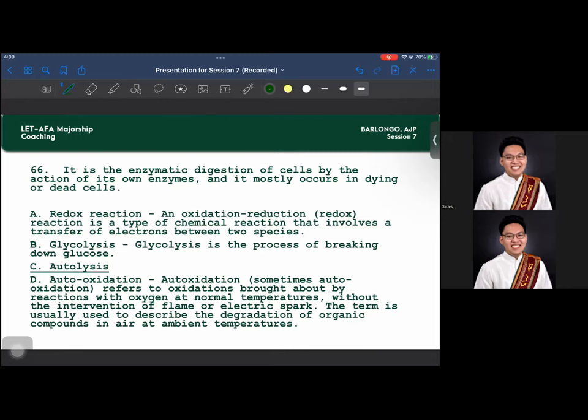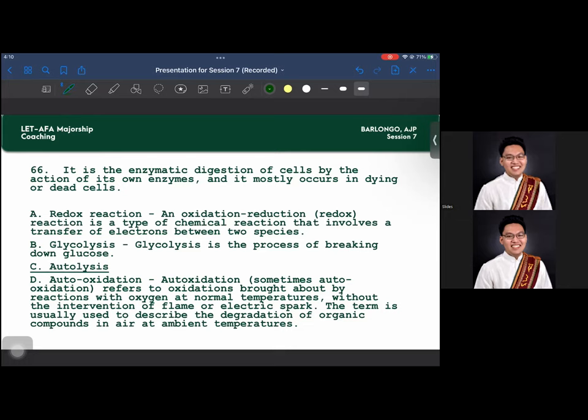And of course, yung autolysis, ayun yung answer natin sa item na ito. It is the enzymatic digestion of cells by the action of its own enzymes, and it mostly occurs in dying or dead cells. So that is autolysis. This item pala is here because it is from the fisheries field. Then after that, nagkakaroon na rin ng rigor mortis, which is the stiffening of the tissue. So letter D is the auto-oxidation.